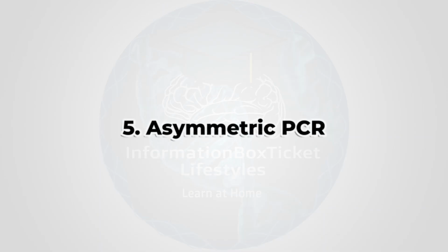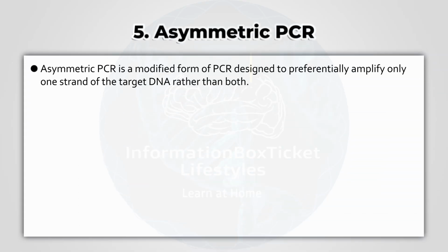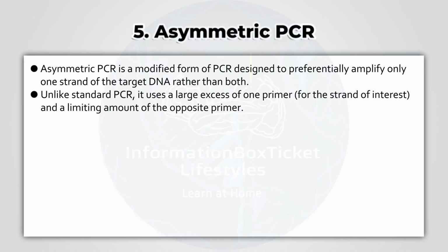5. Asymmetric PCR. Asymmetric PCR is a modified form of PCR designed to preferentially amplify only one strand of the target DNA rather than both. Unlike standard PCR, it uses a large excess of one primer for the strand of interest and a limiting amount of the opposite primer.